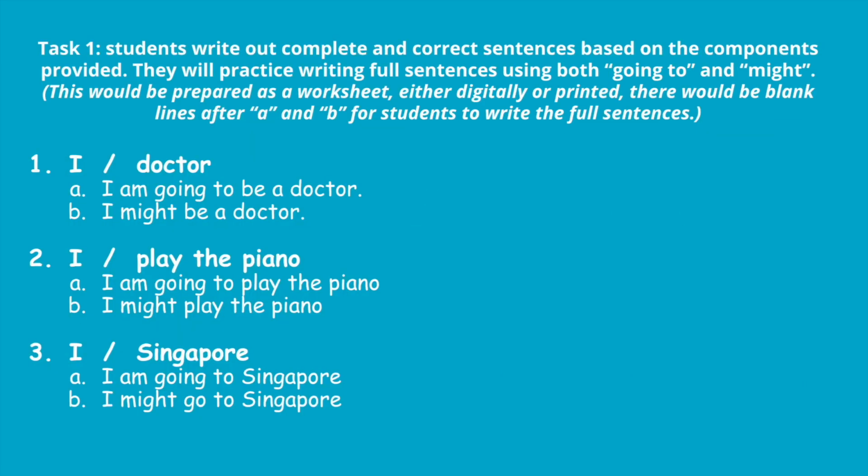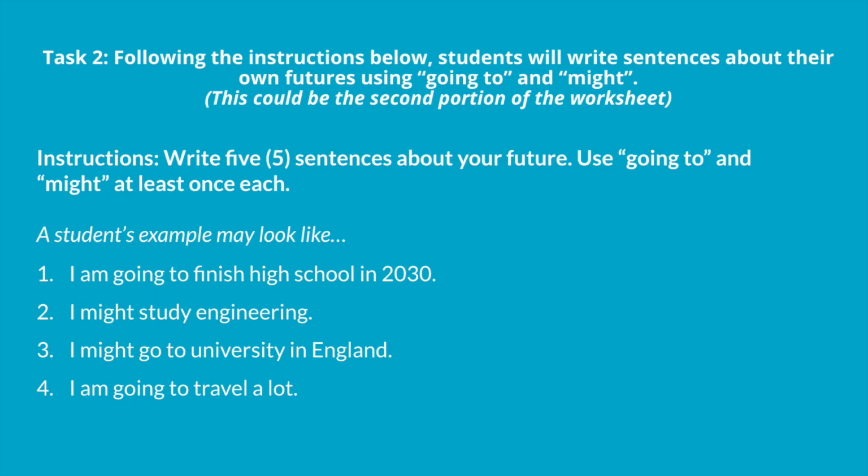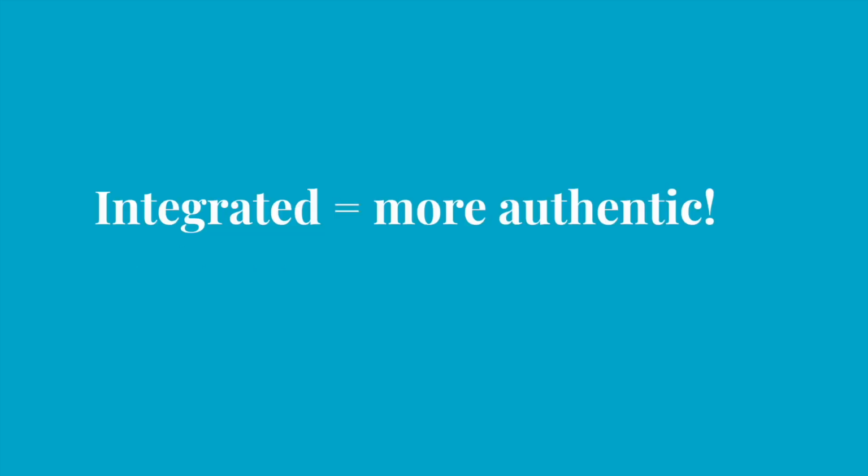A discrete activity for the same unit's lesson might look something more like this. Students write out complete sentences stringing together the components provided. And then next, they'll write sentences about their own futures using these new structures, which are the words going to and might. This is not to say that discrete practices such as drills have no place in the language classroom, or any classroom for that matter. They certainly can be helpful in making concepts more concrete.